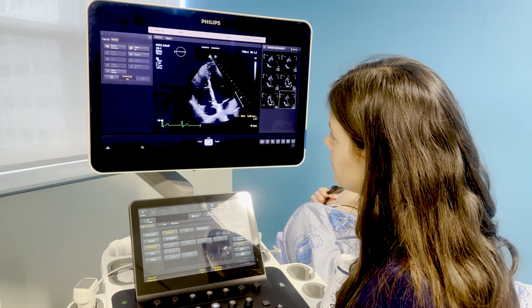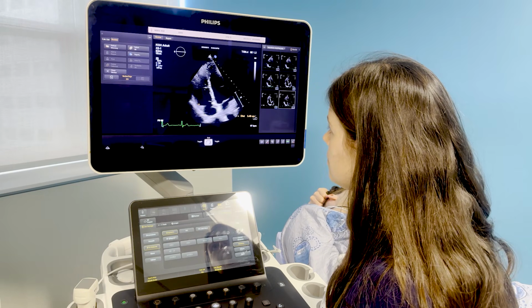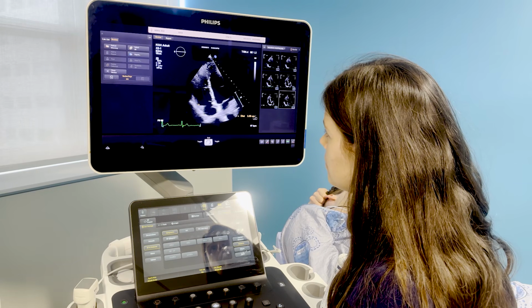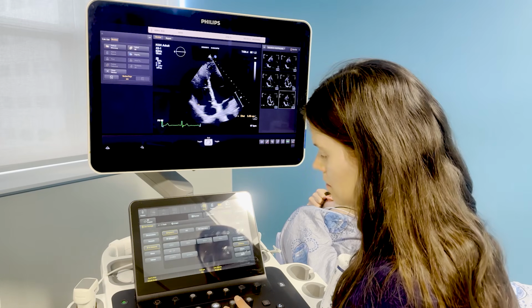Right. So this is the RV basal diameter. Yes. And it looks like you're measuring just beneath and parallel to the tricuspid annulus from the RV free wall to the interventricular septum. Yes.